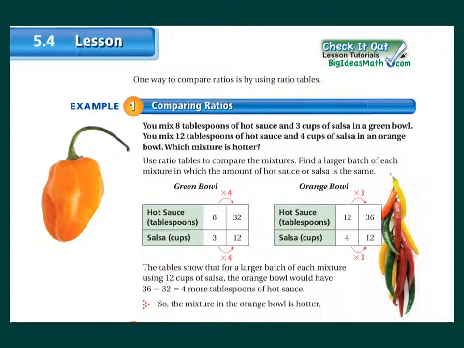In 5.4, we're going to be comparing ratios, you guys, so a lot of what we're doing is going to be reading over some of these story problems similar to what you see in example 1 here. Most of what you see will be set up for you, and it'll be pretty straightforward.